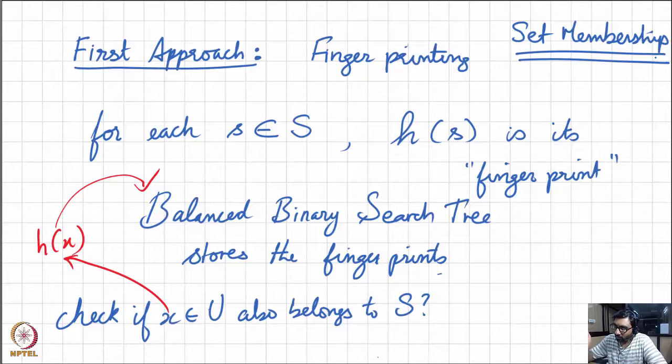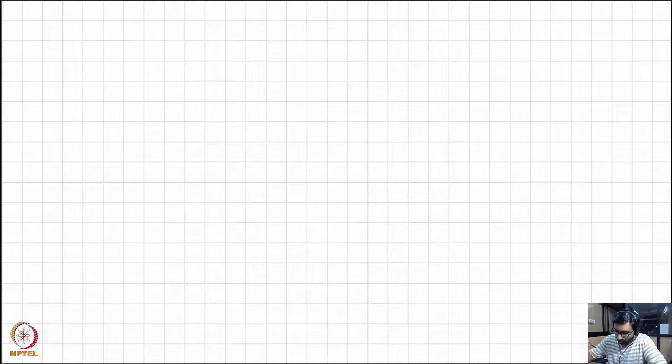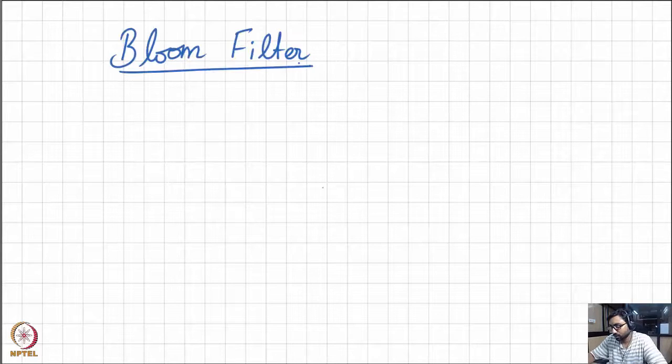With that being the case, let's look at a well-known technique to implement the set membership data structure. This data structure is called Bloom filter, named after the person who invented it. To motivate the idea behind Bloom filters, let's start with a preliminary approach.